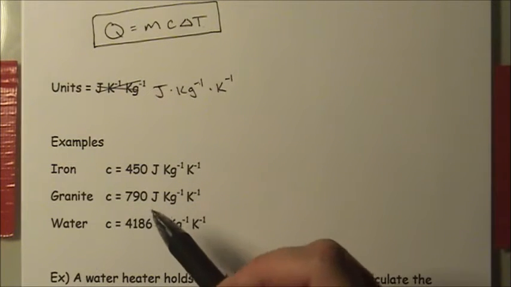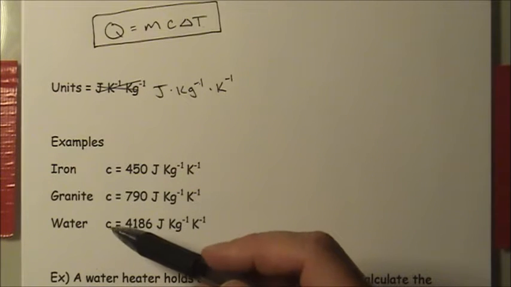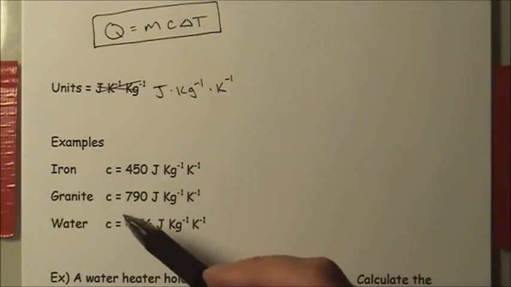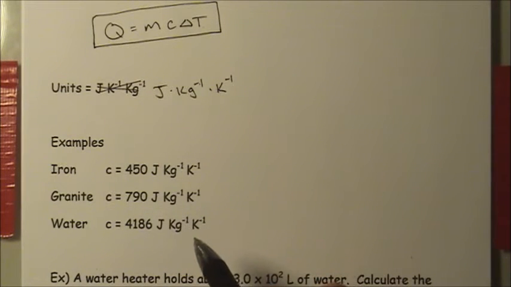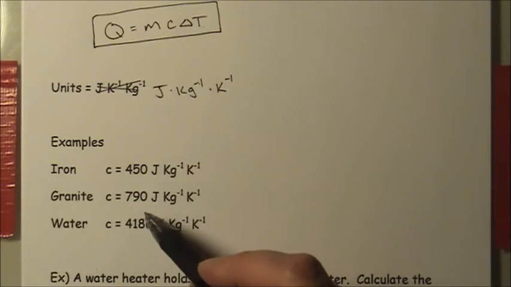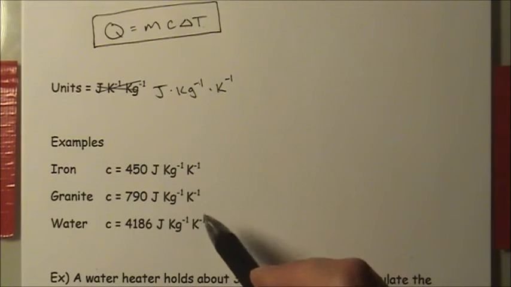Moving up then, away from the metals to a material, a common rock, and near the surface of the earth would be granite, or even within the earth. And it has a specific heat capacity of 790 joules per kilogram per Kelvin. So a little bit higher. It takes a little bit more energy to raise 1 kilogram of this substance by 1 Kelvin.